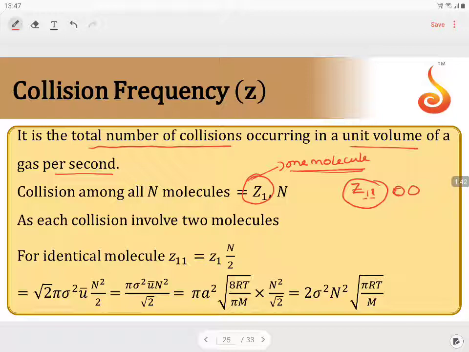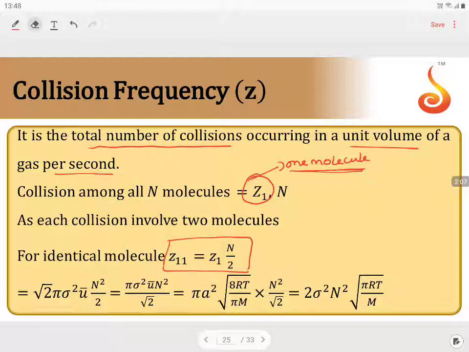Now the question is finding out the total number of collisions that take place between any two identical molecules in unit volume in 1 second. How many binary collisions will take place? This is given by a simple factor: Z11 is equal to Z1 into n by 2. Let us understand why it is Z1 into n by 2.